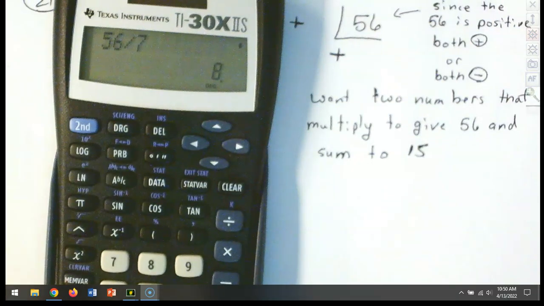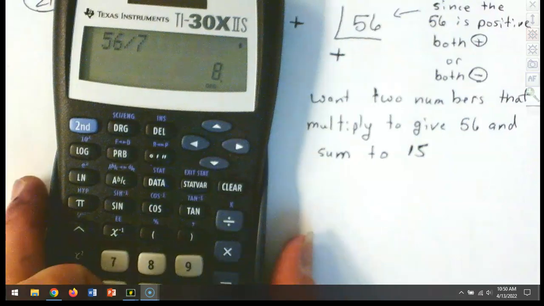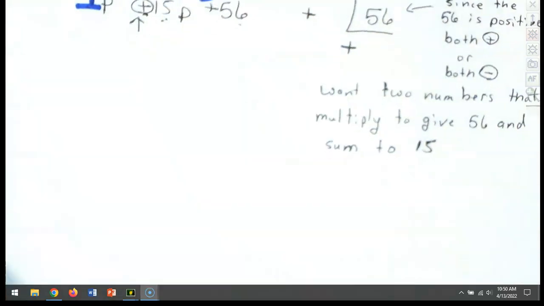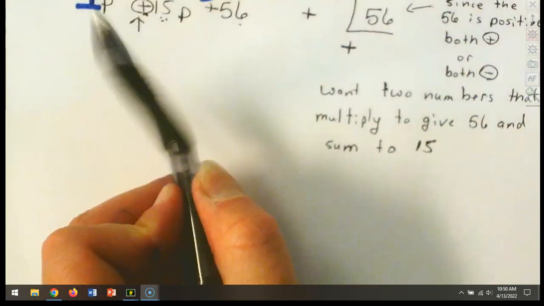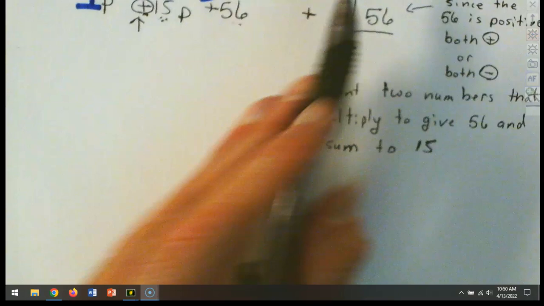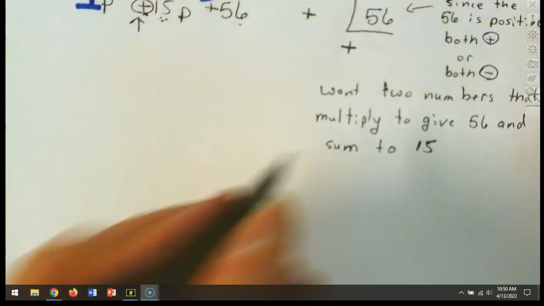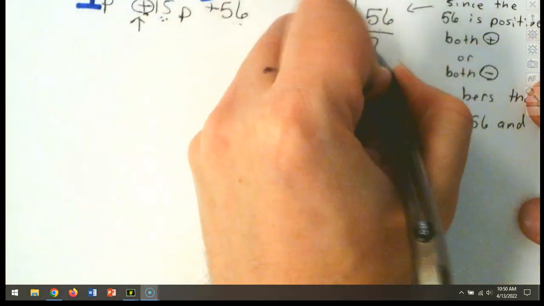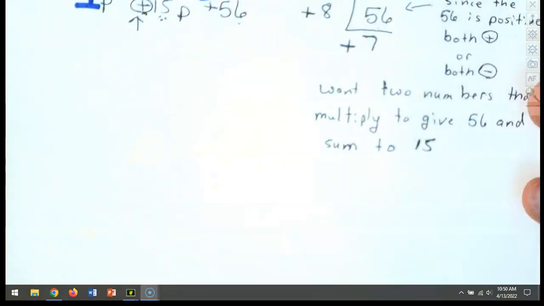7 and 8. What does that give you? When we add 7 and 8 together, 7 plus 8 gives you what? 15. 7 times 8 gives you what? 56. So what are my two numbers? 8 and 7. I always write the larger one first. That way you don't have to worry about the signs.